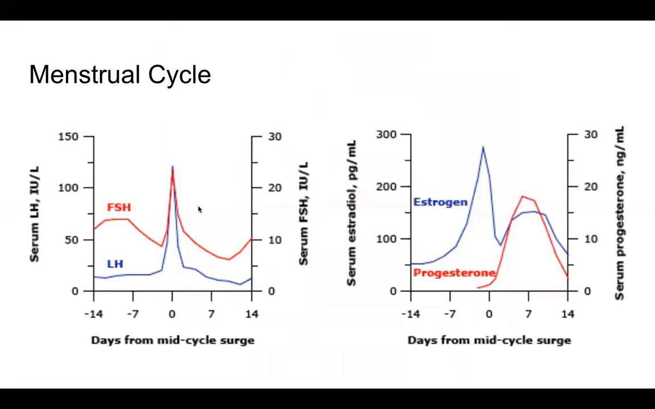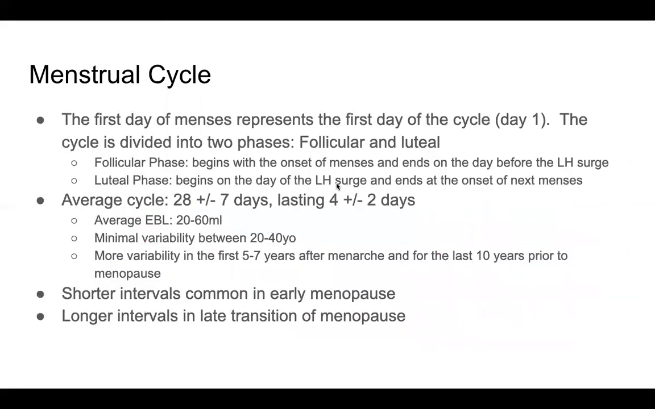So moving on, here's just another representation of your LH surge and then your progesterone in the luteal phase toward the end there. So, not in chart form, the menstrual cycle is the first day of menses, which represents the first day of the cycle, day 1. The cycle is divided into the 2 phases that we talked about, follicular and luteal phases. Follicular phase begins with the onset of menses and ends the day before the LH surge. The luteal phase begins on the day of the LH surge and ends on the onset of the next menses.